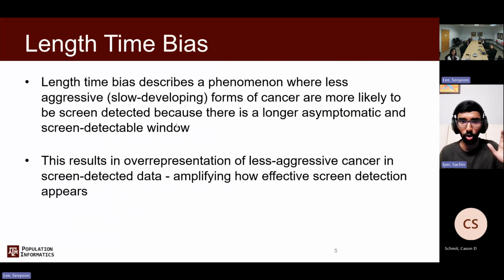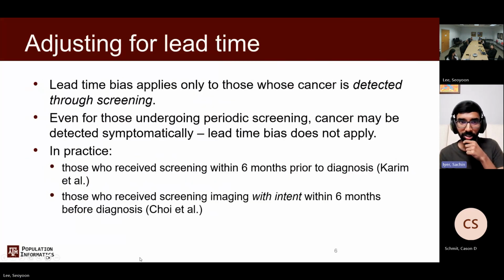Due to this, there is an overrepresentation of less aggressive cancers in screen detected data, and this again makes screen detection appear to be effective, whereas it is just a form of selection bias where the screen detection selects on less aggressive cancers over more aggressive cancers.